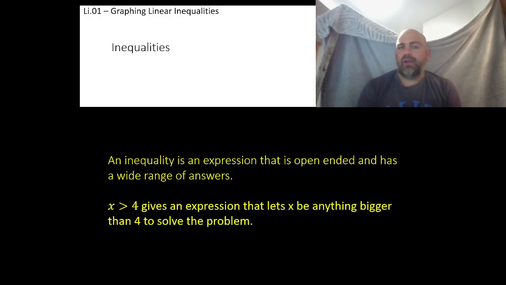This one here, we have something like x is greater than 4. It gives an expression that lets x be anything bigger than 4 to solve the problem. If x happens to be 7, it's going to work because that's bigger than 4. If it's 2, it doesn't work because 2 is not bigger than 4. So that gives us a range, and there's a whole bunch more answers that would work, but it's important to understand that that is where the answers are given.